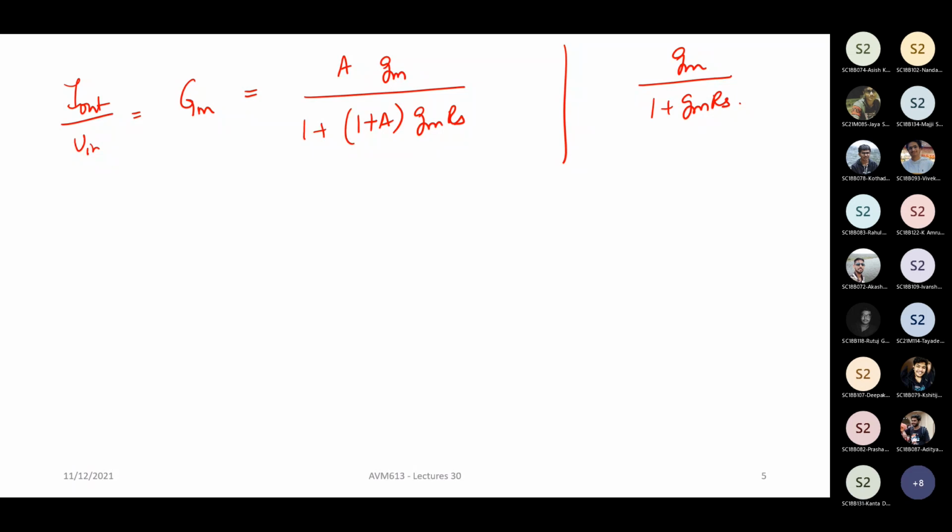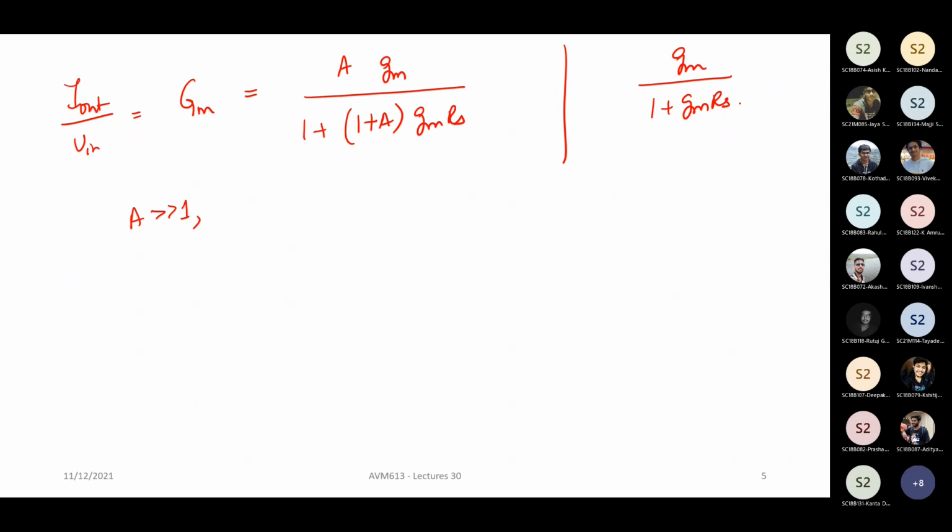You can see that now the transconductance is increased by a factor of A, right? So for A much greater than 1, you can say that the transconductance is given by 1 by Rs, right? Whereas in the other case, if you divide the numerator and denominator, you get 1 by 1 plus Gm plus Rs, right? So now this is our transconductance.